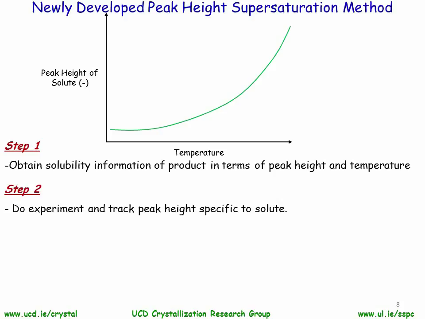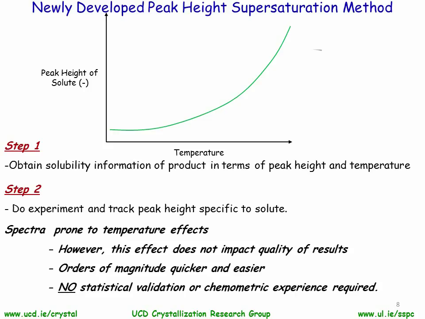So the next step would simply be to do the actual experiment, be it a 1 hour cool down, a seeding, or a 15-hour experiment, and just overlay that peak height trajectory over your solubility curve. So now immediately we have some relative or qualitative supersaturation information that we can assess to optimize or troubleshoot crystallization processes. The important thing to note is that these profiles are prone to temperature effects if the spectra is affected by temperature, and this is typically why people do calibration models to model out that temperature effect.